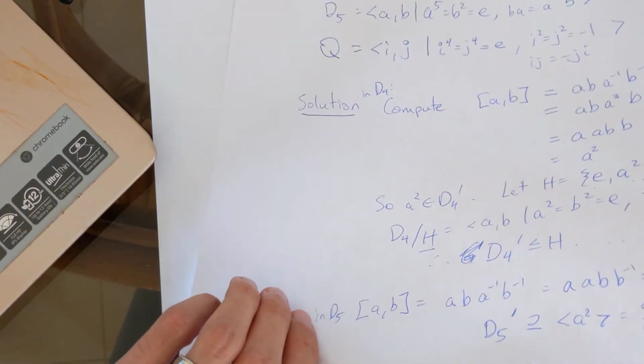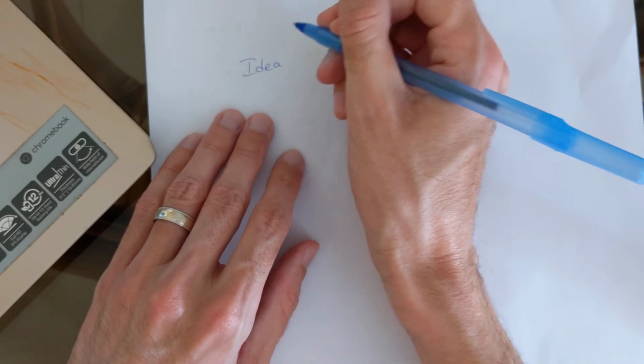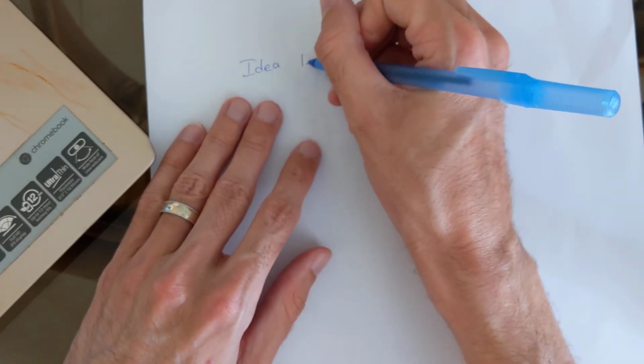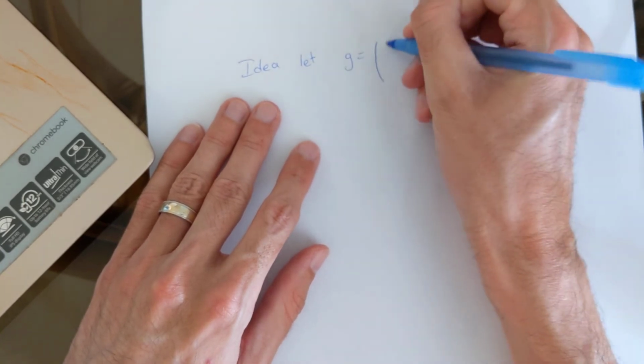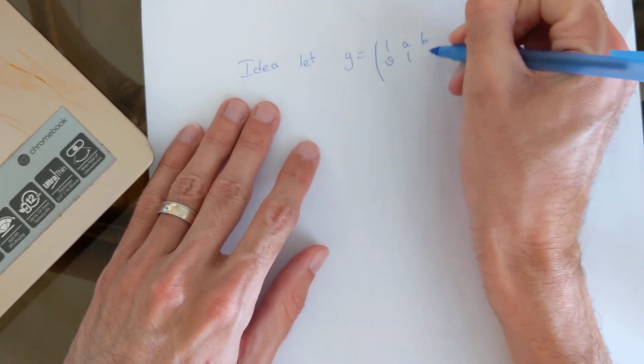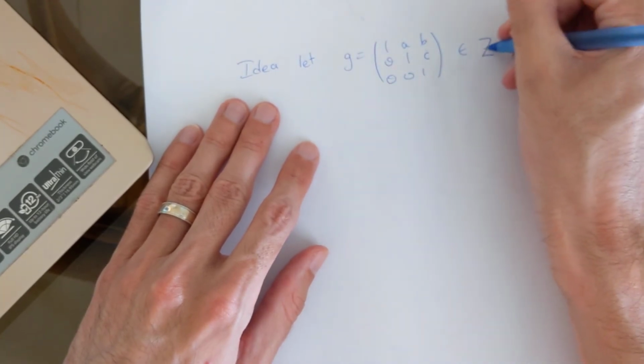I already gave some hints on Monday for question 4, but it doesn't hurt to give you more of a path. The idea is to compute the center. So let G just be this matrix, which is in the center of H.